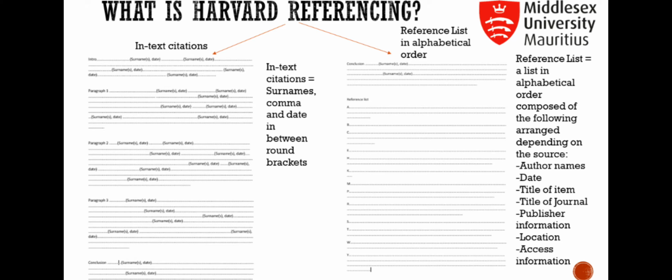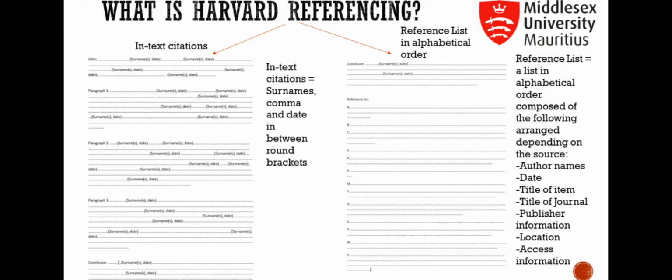Harvard referencing consists of two parts. The first part will appear in your text, the body of your work. It could be in the introduction, in the different paragraphs, even the conclusion. This is called the in-text citation. The in-text citation will be in the form of the surname of the author, comma, the year of the source in between round brackets.